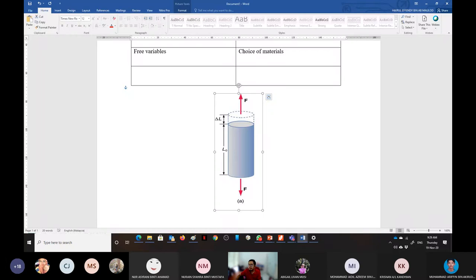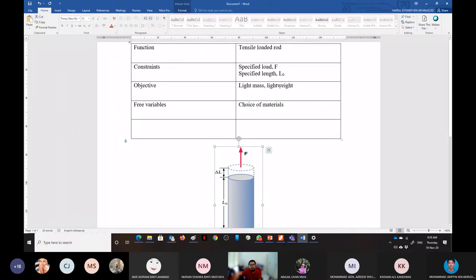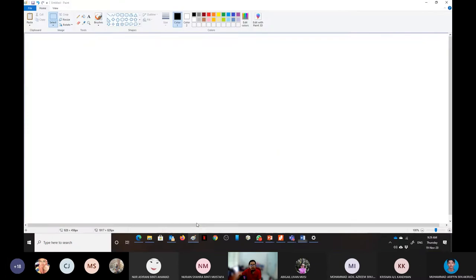Next we need to generate the material indices. This is the criterion that we want, the objective. We have the load, and the choice of material. So how do we generate the material index? If you remember, in the last lecture I showed you, we start with the objective. M equals, the formula for mass is density times volume, and volume is equal to area times length.